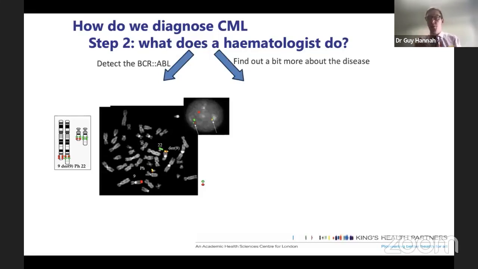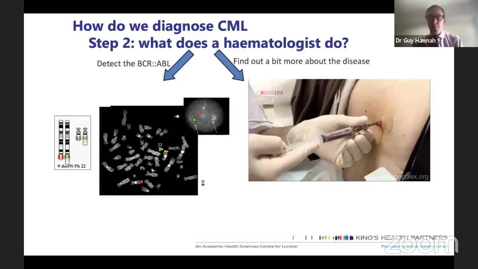red and the green swap to be next to each other. So you get actually this nice little yellow signal. And that just tells you that the BCR and the ABL are stuck together to create this BCR-ABL fusion gene. And that's what we can detect by this technique.